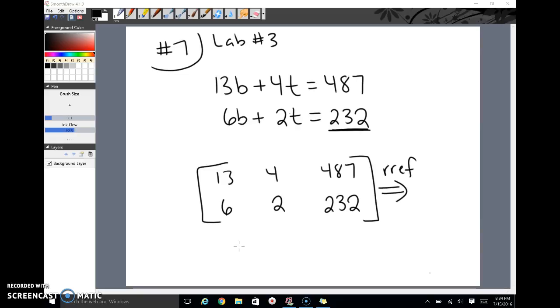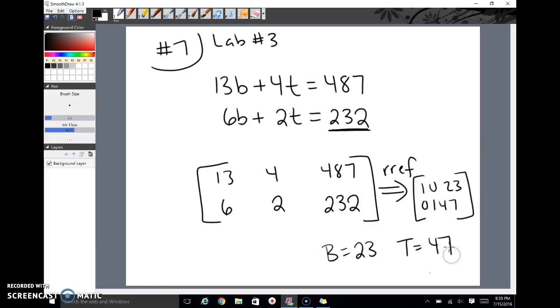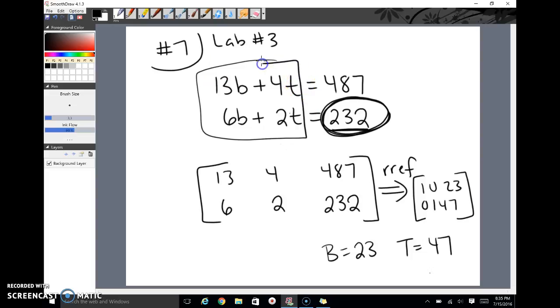So yeah, so you get the matrix. It looks like this: 1 0 23 and 0 1 47. So that tells me that bushes are equal to 23 and trees are equal to 47. So it looks like you did everything right. I think where you screwed up at was with this 232. It looks like you might have written 237. So go back and double check that. But other than that, everything else over here was set up perfectly.